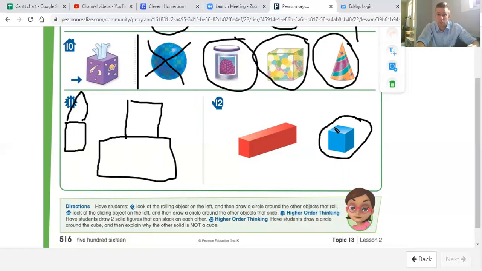But for now, just this cube is the blue one. Cube has all the same sides. All right, every side is the same. And that's why it is a cube. Okay, now we know all about cubes now. They can slide, they can stack. You did a great job today.